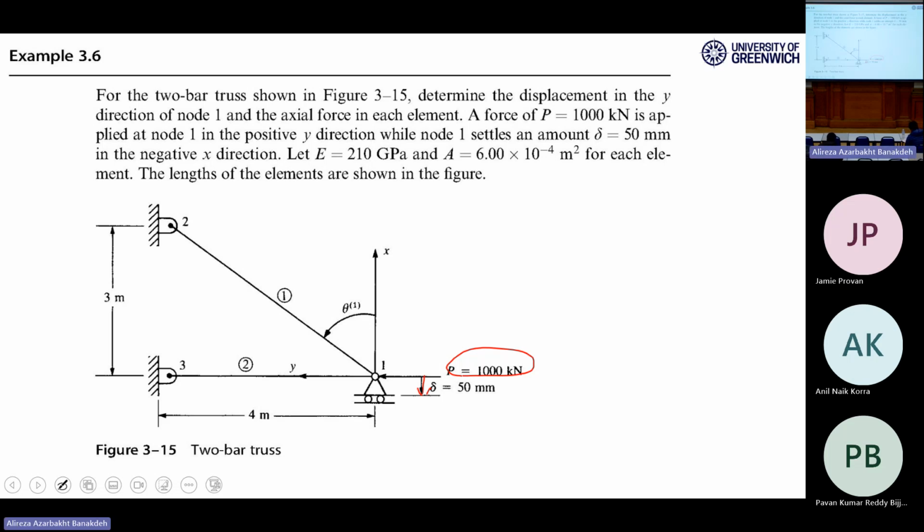We have 3 nodes, node 1, 2, and 3, and 2 elements, obviously. 3 times 2 means 6 degrees of freedom, not considering the supports. The number of nodes multiplied by 2 is the number of degrees of freedom. So we have 6 degrees of freedom. I anticipate the total stiffness matrix should be 6 by 6.